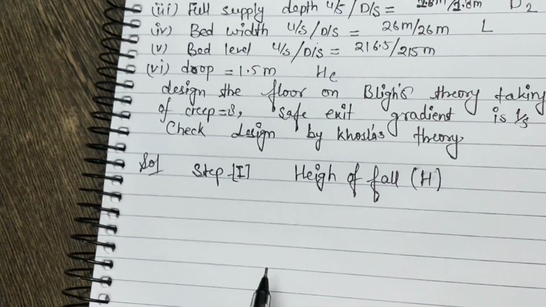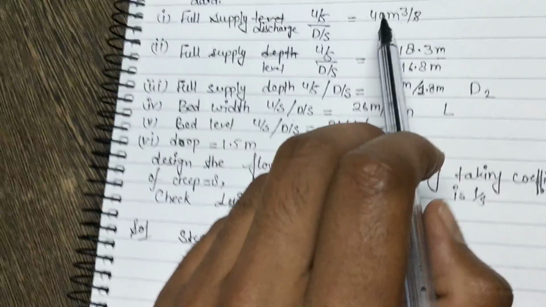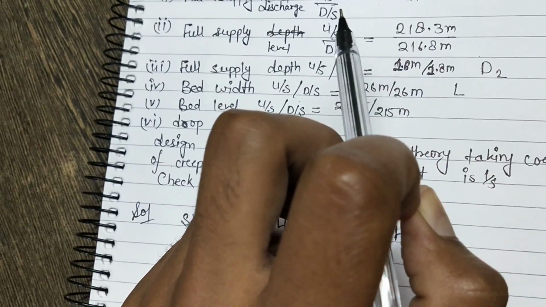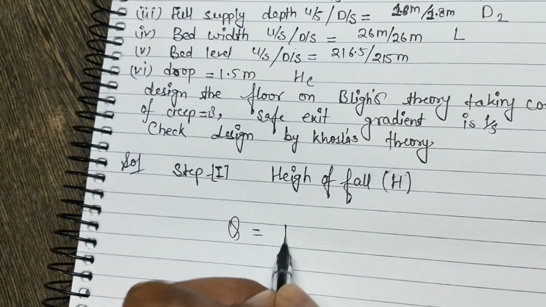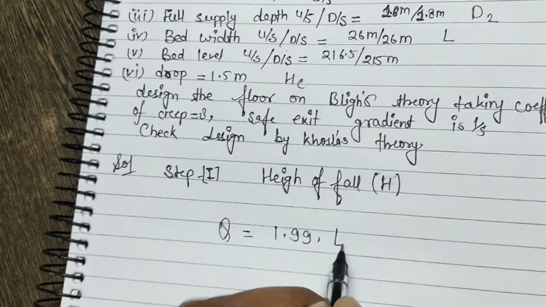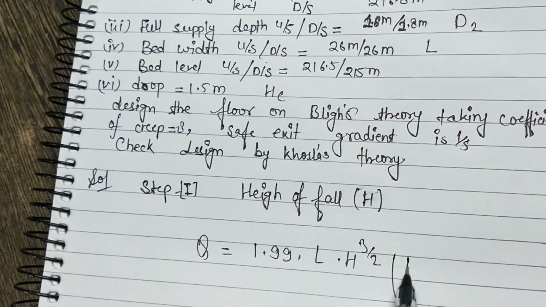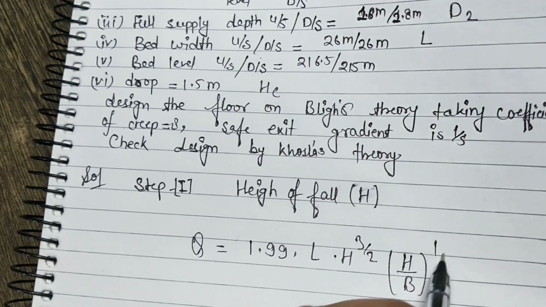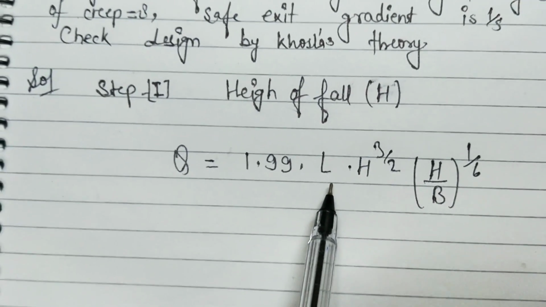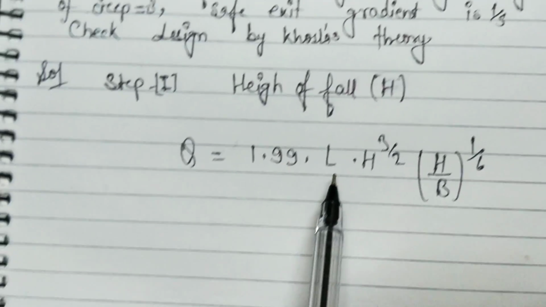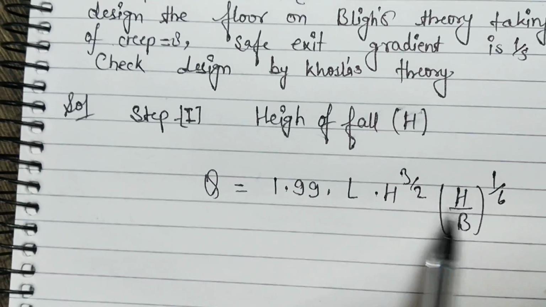If the discharge is more than 14 meter cube per second, you can see this is 40, above 14, then we will design a trapezoidal shape of crest wall. So we will use the formula of discharge for trapezoidal: Q equals 1.99 into L into H to the power 3 by 2 into H upon B to the power 1 by 6. Then we will understand what is in this. L is the length of crest, or may be assumed as bed width, which is 26 meter, and we have to find out H.